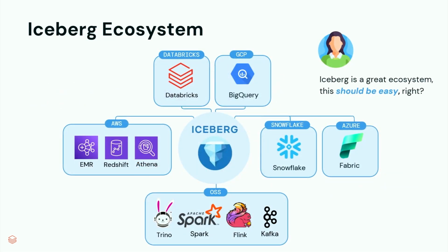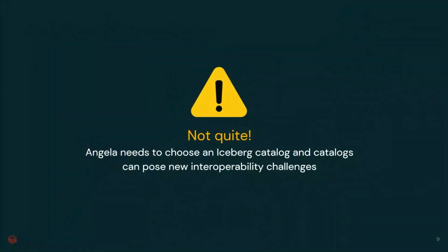So this should be really easy, says Angela. She looks at the Iceberg ecosystem, and as you can see here, there's a whole host of connectors for Iceberg. It has a really expansive ecosystem. So what could be difficult here? It's not quite that easy.